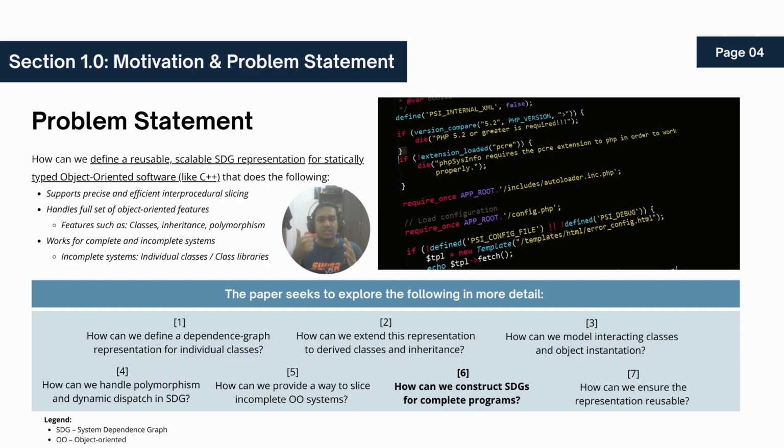How can we construct SDGs for complete programs by combining the main routine with class representations? And finally, how can we ensure that the representation is space efficient and practically reusable, something that works in real software development workflows? In summary, the motivation highlights the gap between classical slicing methods and modern object-oriented software. The problem statement defines the need for a complete, modular, precise framework that integrates object-oriented features into system dependence graphs in a reusable and scalable way.